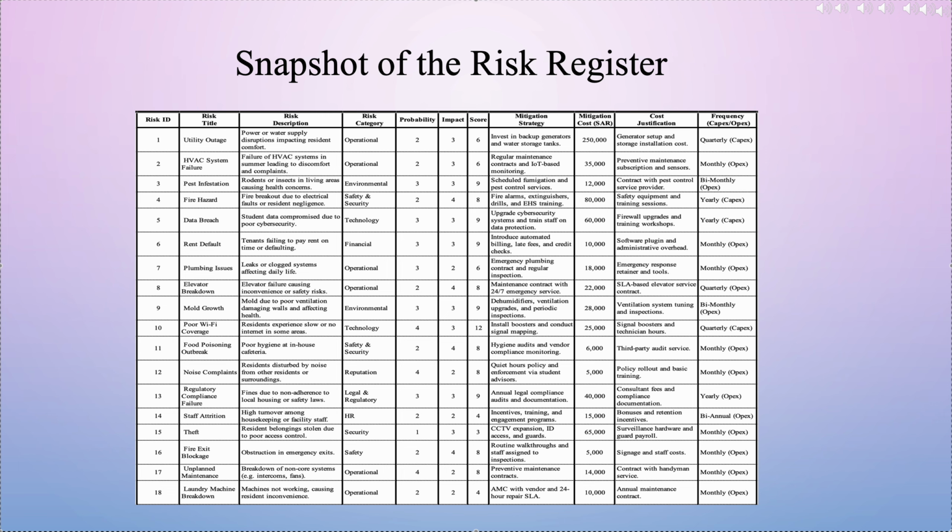Risk ID 6, rent default. This is a financial risk, with a probability of 3 and an impact of 3, scoring 9. To mitigate, we introduce automated billing, late fees, and credit checks costing 10,000 AED. This is justified by the software plugin and administrative overhead and is a monthly operational expenditure.